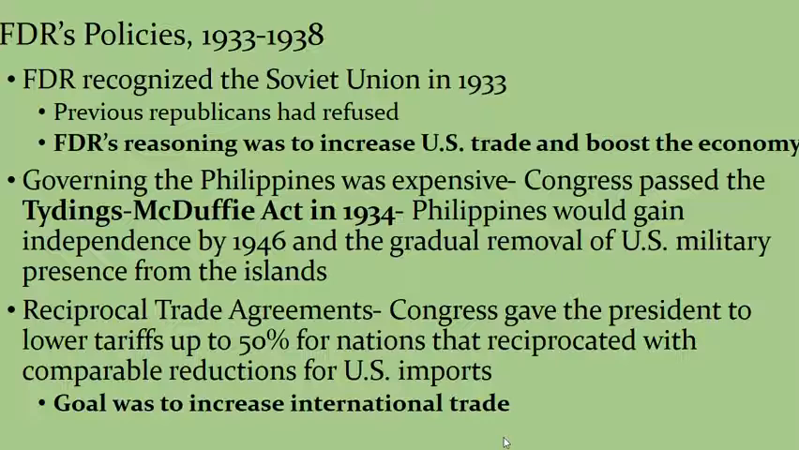So in 1933, due to economic reasons, FDR recognizes the Soviet Union. Before that, Republican presidents had refused to do so. This will also be similar to once China falls to communism. The United States will refuse to accept the People's Republic of China up until Nixon actually says this is silly, we need to trade with China. So it's mostly out of economic reasoning, even though they are communist nations.